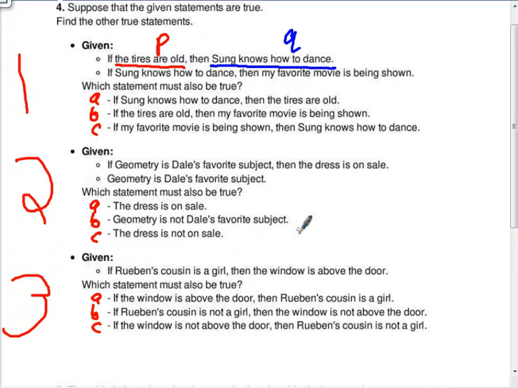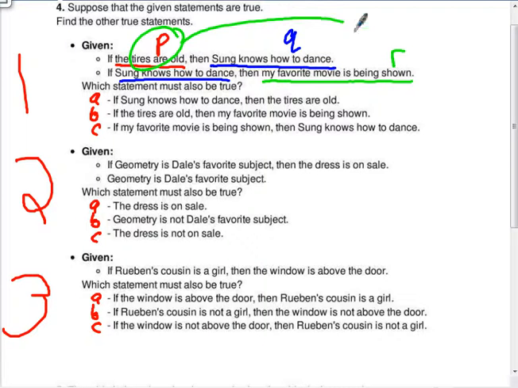So you'll notice P led into Q, and then Q is used again, and Q led into R. So this tells us they're probably going to be looking for the law of syllogism being used somewhere. So look for an example where they go straight from P all the way to R. So something about the tires being old, and the movie being shown. And if you read, if the tires are old, my favorite movie is being shown. So that tells us the correct answer in this one is going to be B. And I believe B is the only one, but I'll double check for a moment.